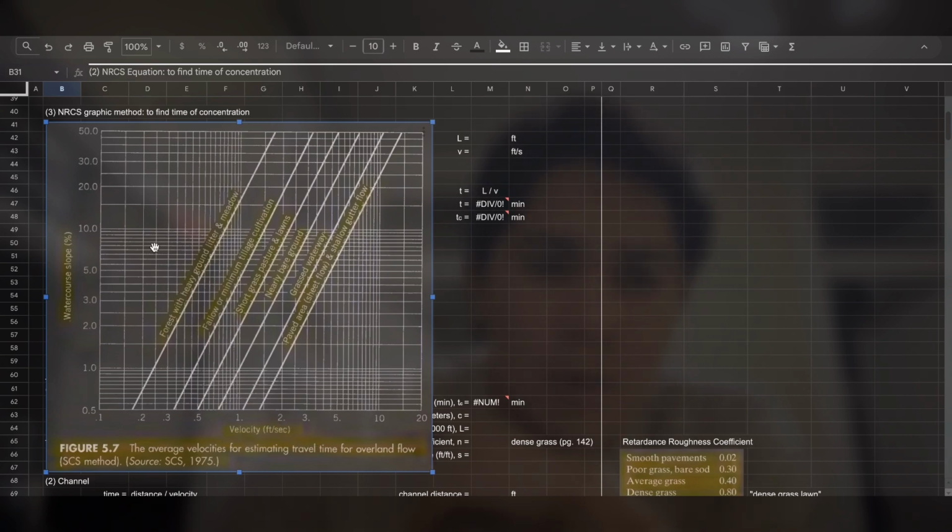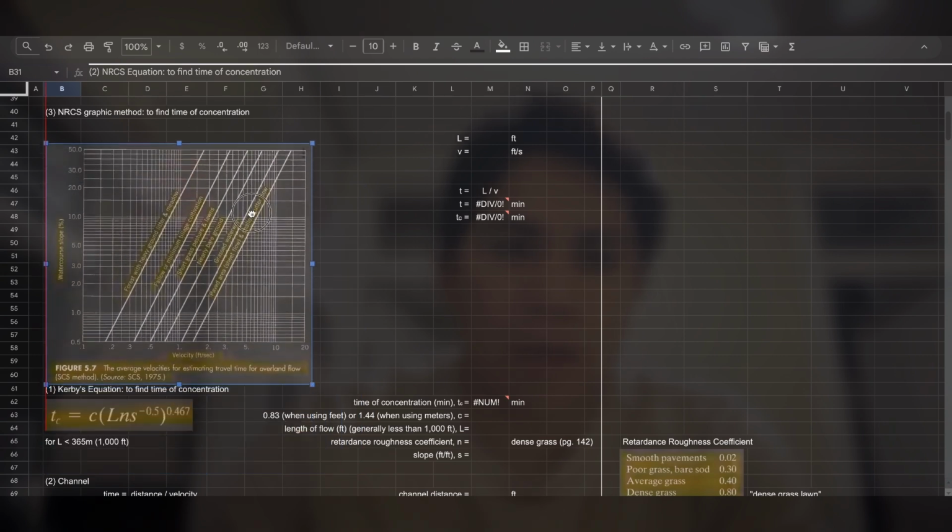Or you can, with this, if you have two of these three values, you can find the other one, right? So we're going to use the forest with heavy ground litter and meadow line here. According to that, and our slope of 1%, when both lines intersect, we get about 0.25 feet per second of velocity.